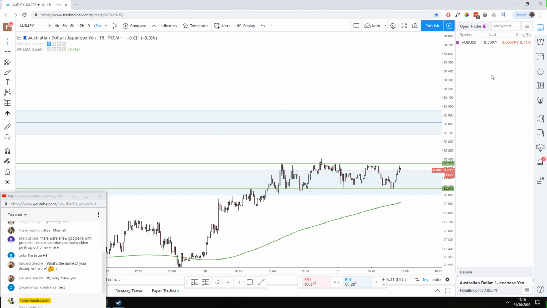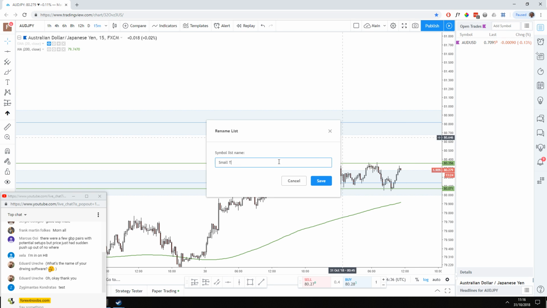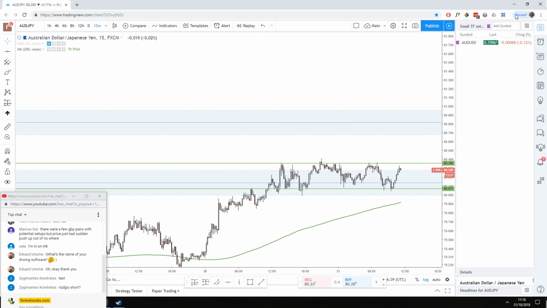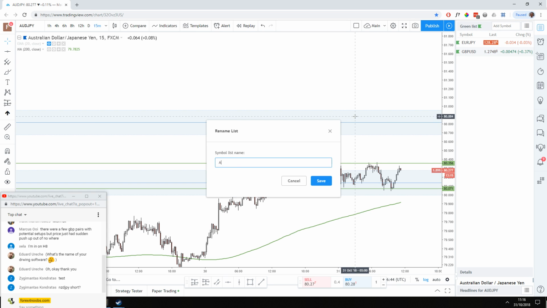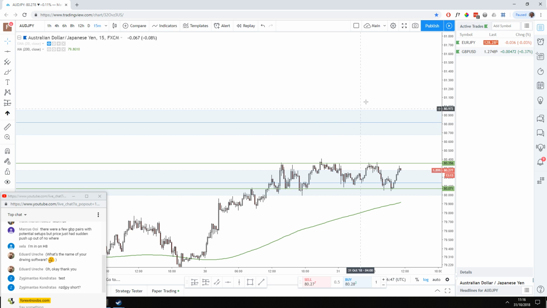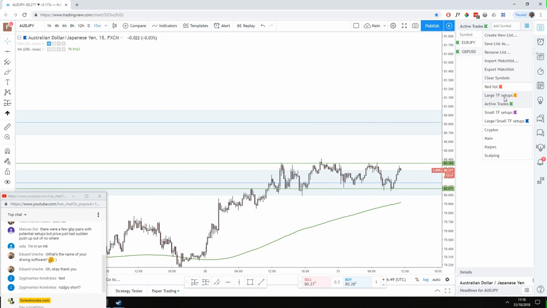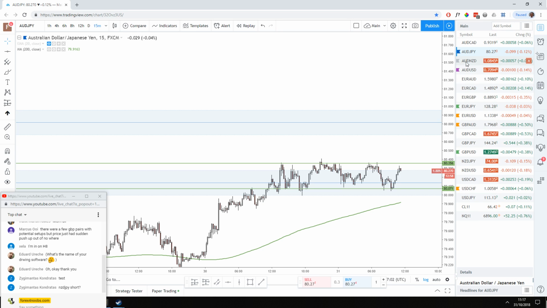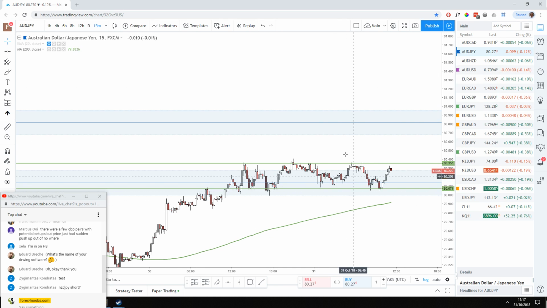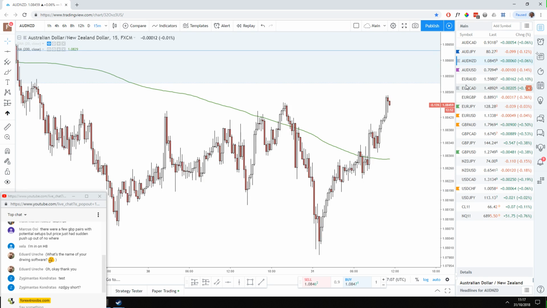And purple, we're going to rename to... what was it? Green was... yeah, that makes more sense. I like that. I like that system. Oh, damn it. Main. So AUDJPY, we got a range forming on the smaller time frames.